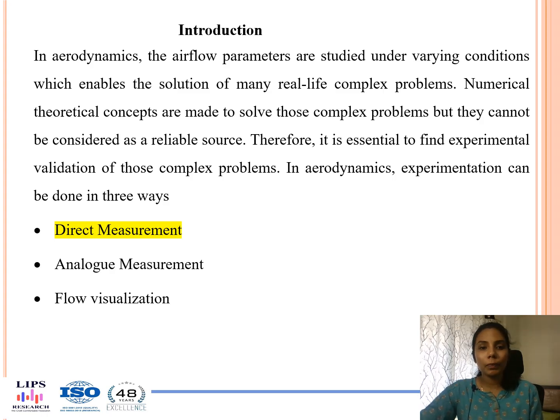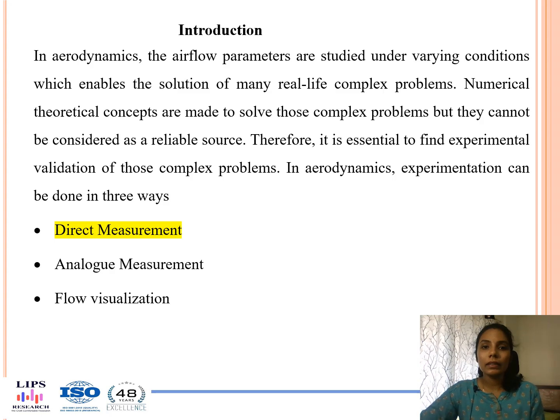Here in direct measurement, we directly measure flow properties like pressure, velocity, and temperature using instruments such as a probe or a sensor. This particular method, in most of the cases, gives quantitative as well as highly accurate data. The second measurement approach is analog measurement. In this method, we use indirect techniques or analog methods to represent the flow behavior. It is useful when direct measurement is difficult or impractical.